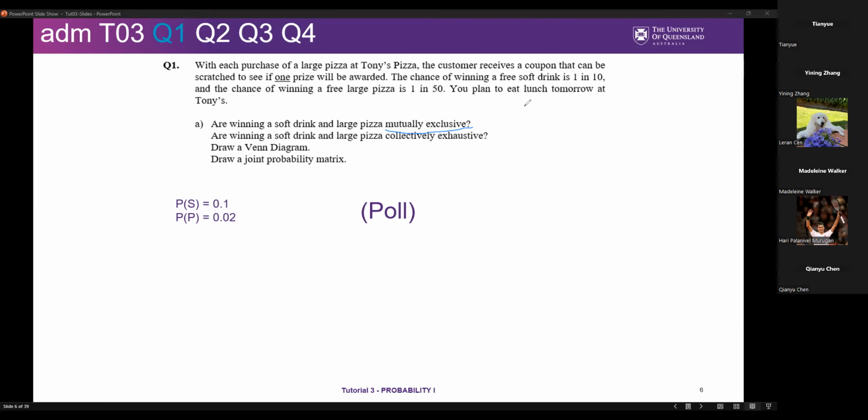So what do you guys think? And for the second question, are winning a soft drink and large pizza collectively exhaustive? This means winning a soft drink or a large pizza, are these the only options? So they're exhaustive. They exhaust all the options we have. Is it the case? And we have 26 answers.